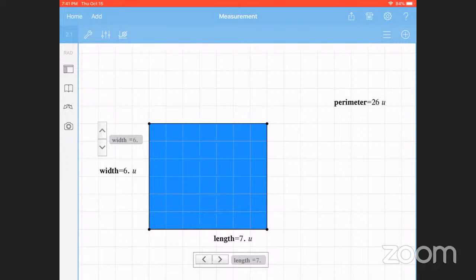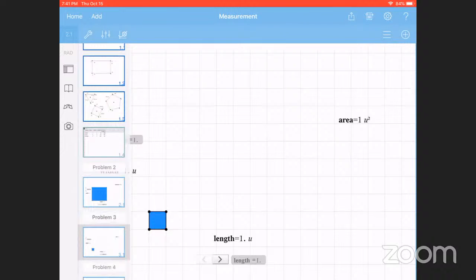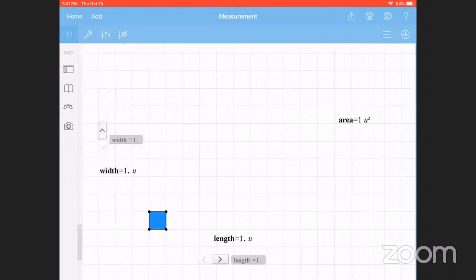So I want to, with my students, look at perimeter, but then I also want to look at this measurement. Johnny, what's different here? Well, I can tell you what's the same. Everything is the same, except I don't see perimeter. I now see area, and I see U squared, units squared with area.